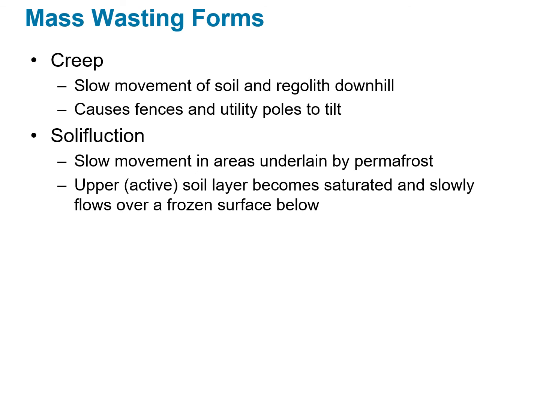And then one of the last types of mass movement is called solifluction. And that is the movement of material above permafrosted soil. They're only active in the summertime, and this typically occurs at really high latitudes. I'll show you a picture in a second.